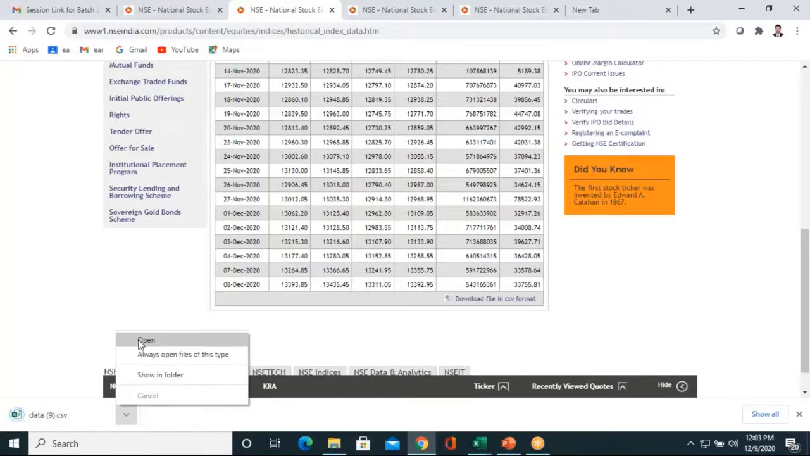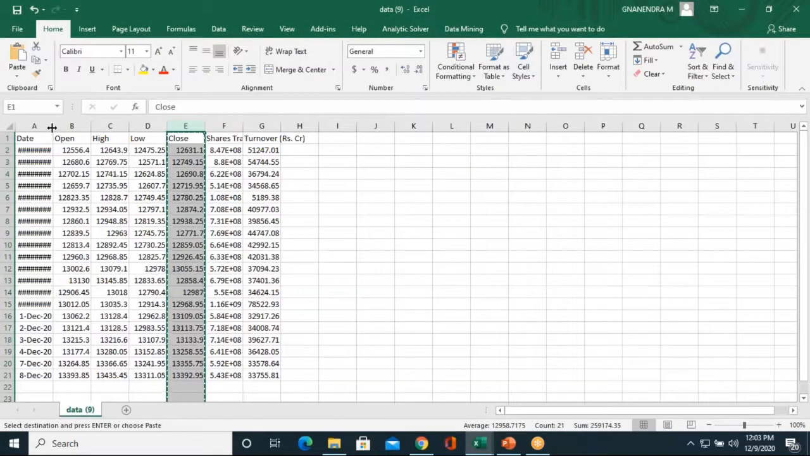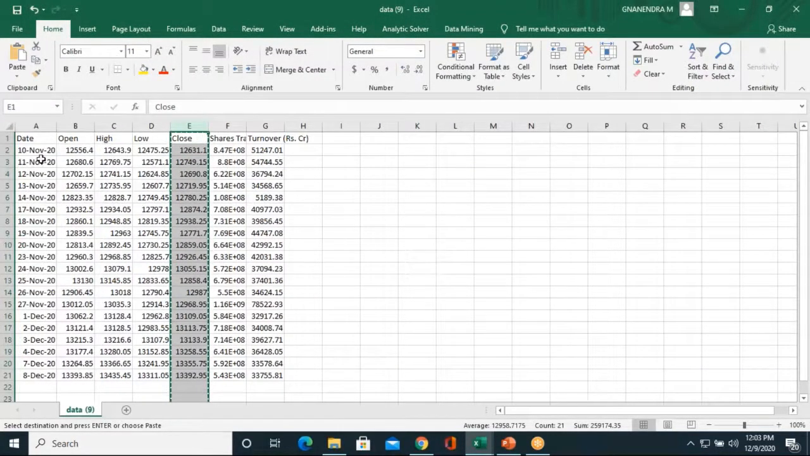So click on the data, open. I will take only the close price. This will remain the same. So this you can see here, the price is opposite. You should be very careful. The data cleaning is very, very important before going to do any analysis. It is the 10th, here 8th.